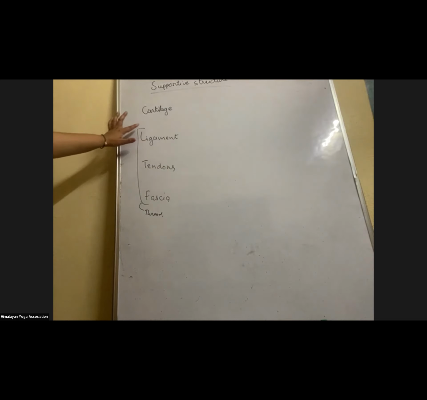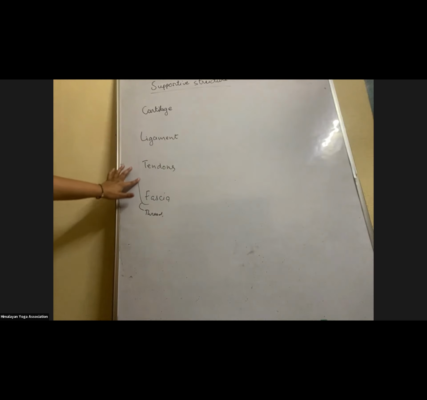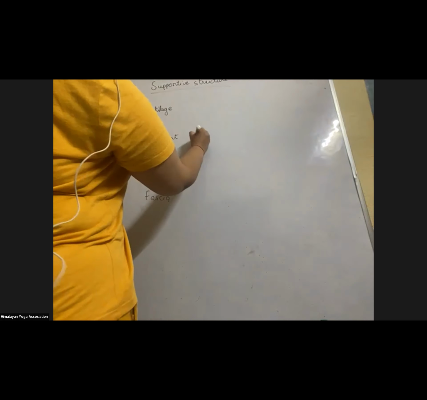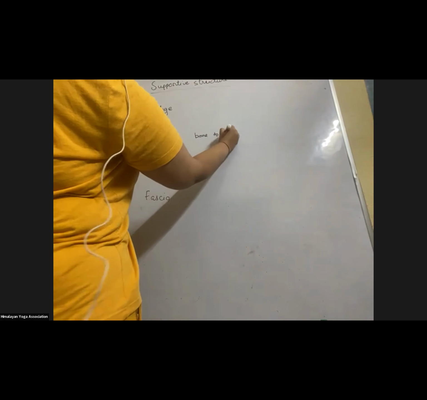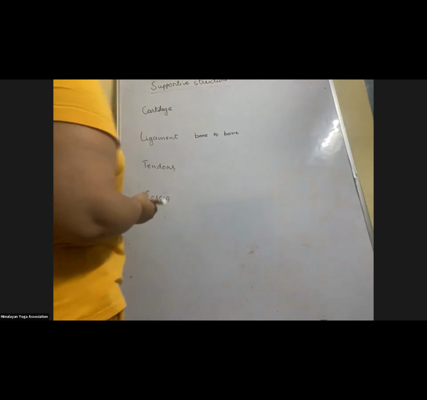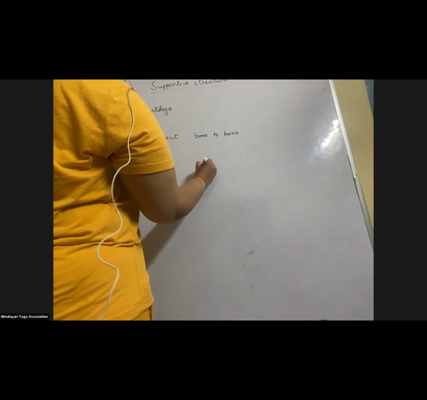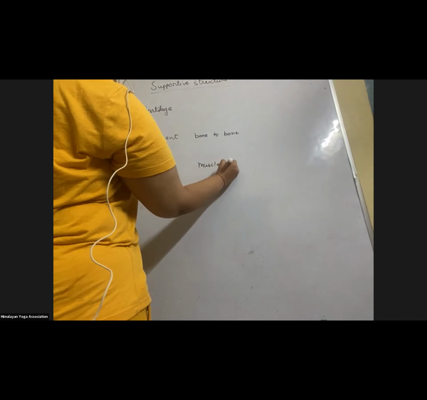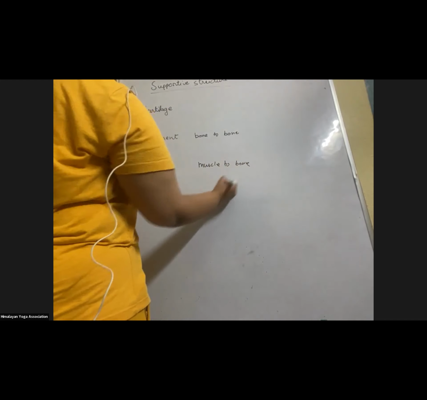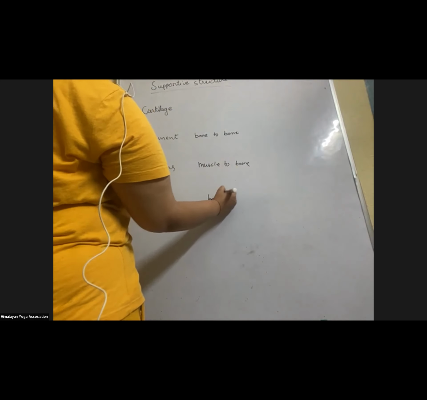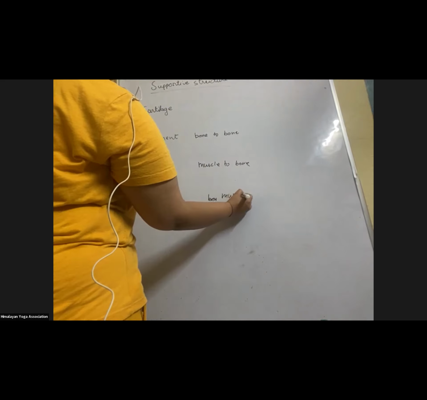Then we have ligament. What is a ligament? It attaches bones to bones. Yes, it holds the bones together, bone to bone. Then what is tendon? Attaches muscles to bones, muscle to bone. And what is fascia? It attaches muscle to muscle. Yes, very good.